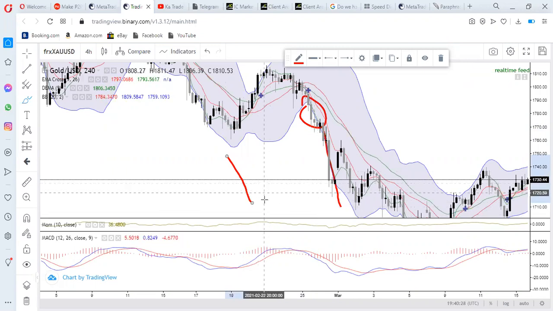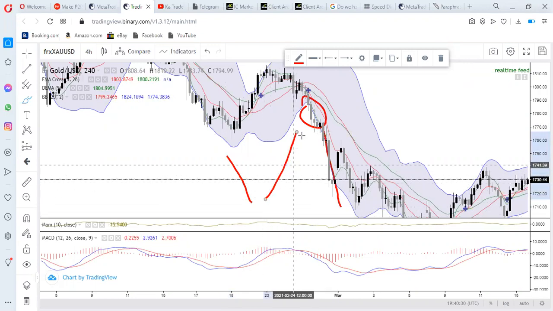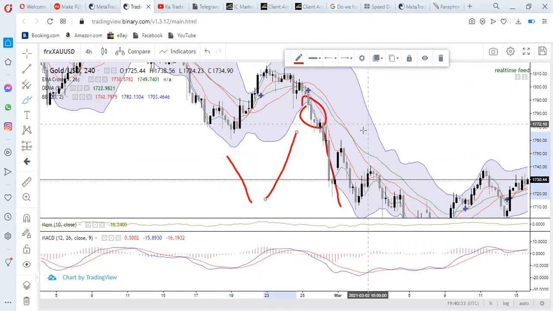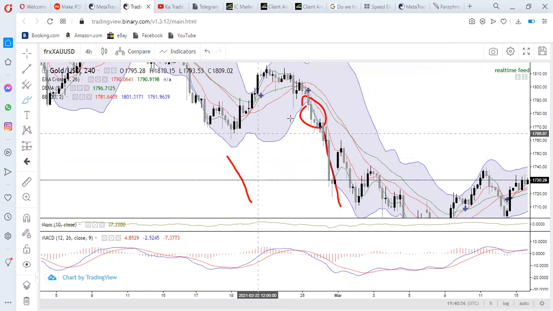And also, if price is going to the upside, the more price pushes to the upside, the more we have the expansion of the Bollinger, because price wants to trade in between the Bollinger, right? So it just makes a lot of noise, and it can confuse you to enter the market at the wrong time, right?